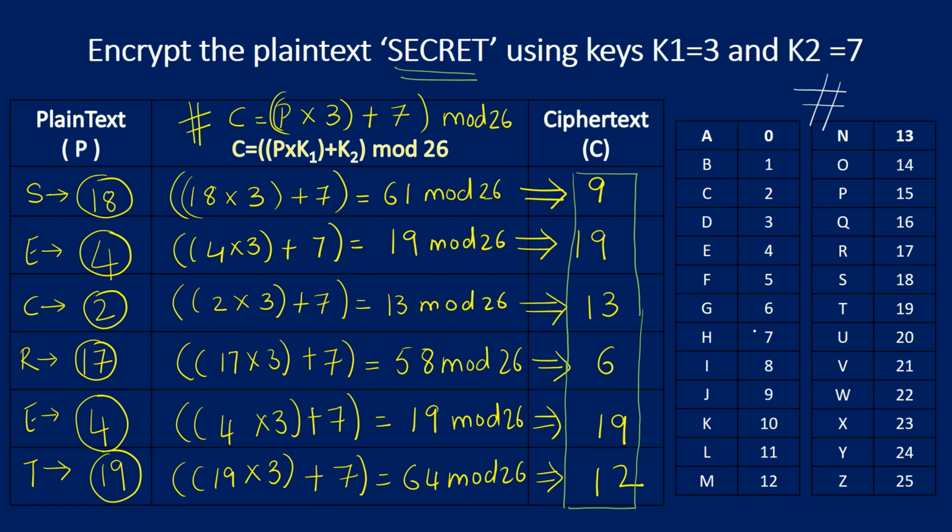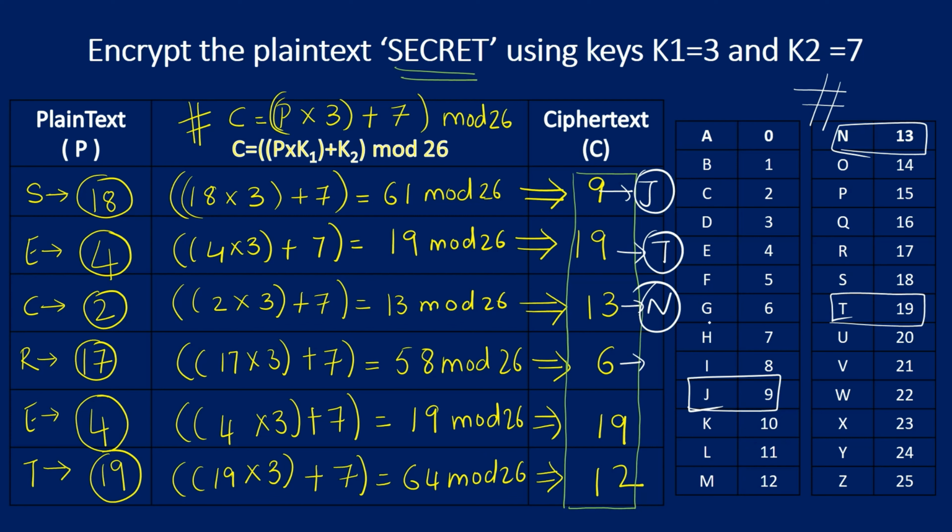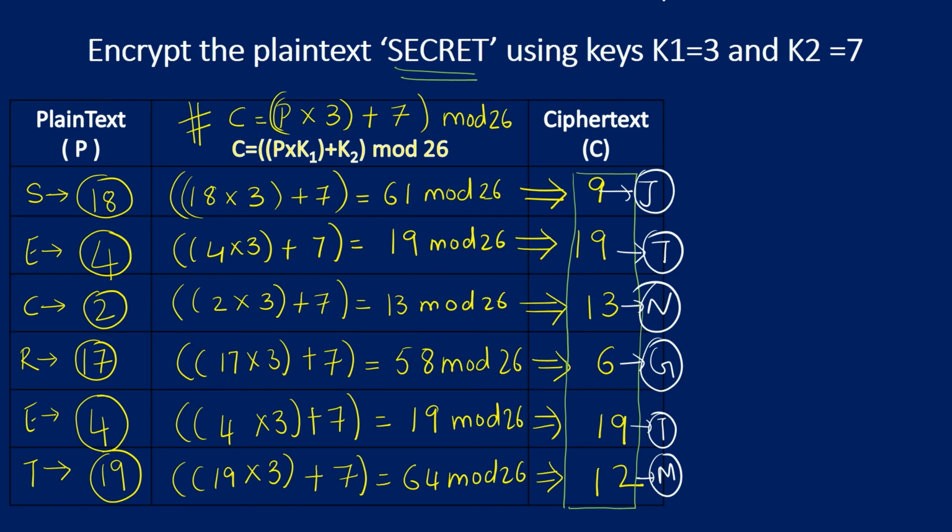As you can see from the table, 9 corresponds to J. Number 19 is assigned to letter T. Number 13 is assigned to letter N. Number 6 is assigned to letter G. Number 19 is assigned to letter T. Number 12 is assigned to letter M. So these are the ciphertext letters we got from the mapping table.